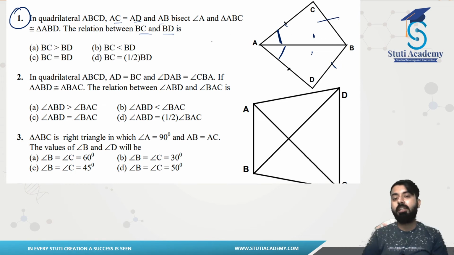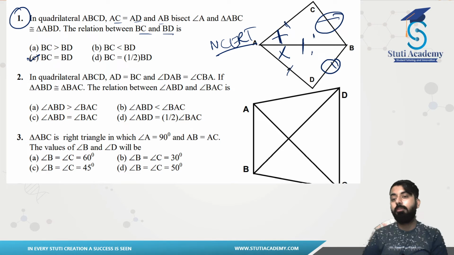Now this is exactly from your NCERT. You guys see, this side is same as that one. This side is common. These two angles are equal. So side angle side, triangles are congruent. You can simply state that BC is equal to BD using CPCT. So BC is equal to BD. That will be the answer.